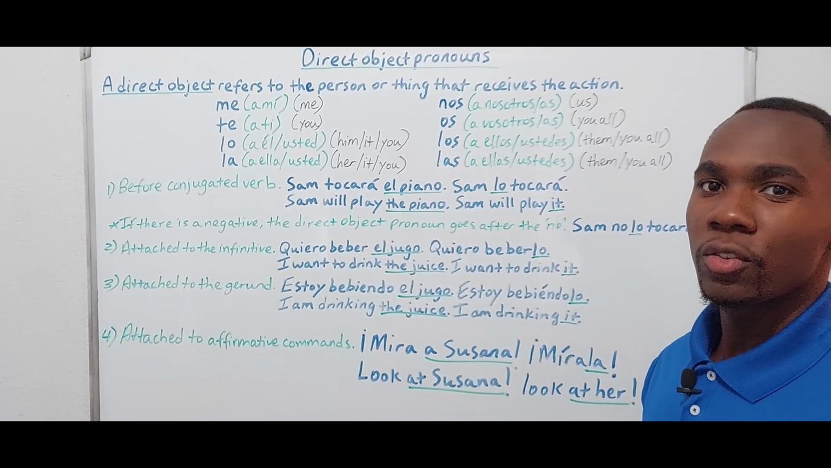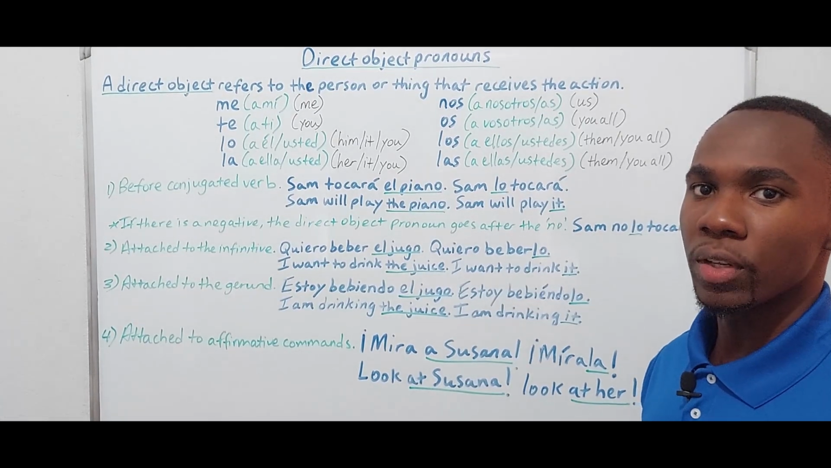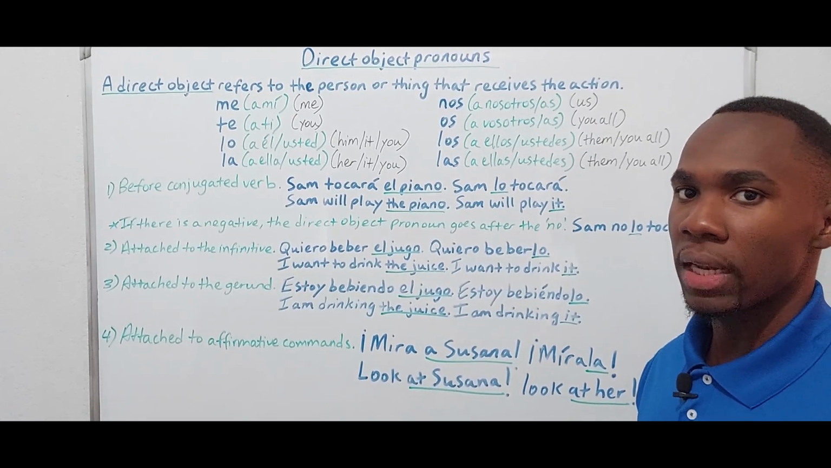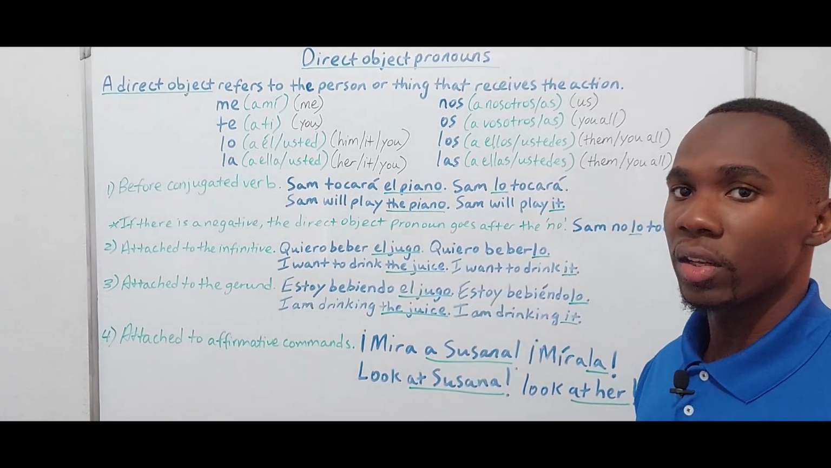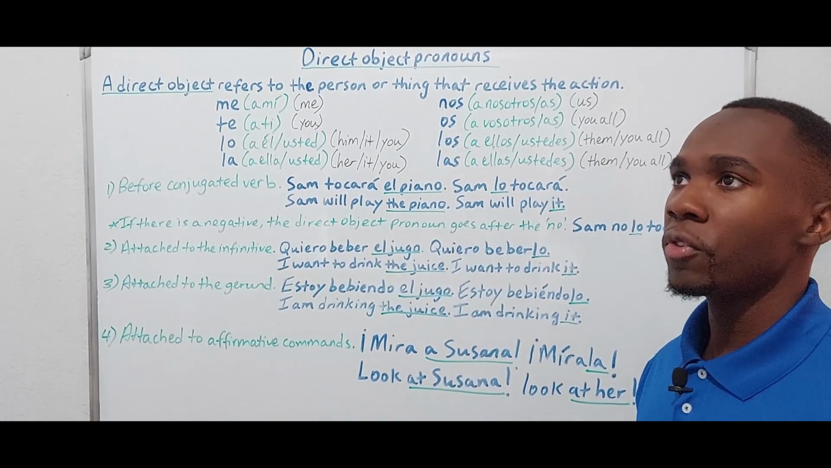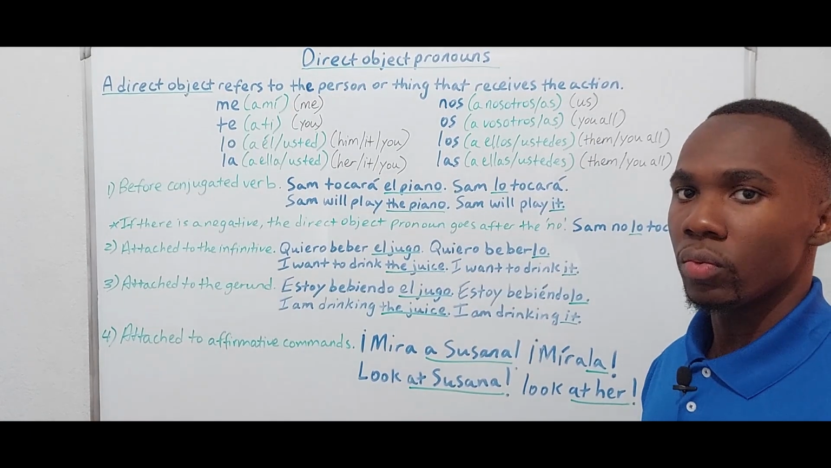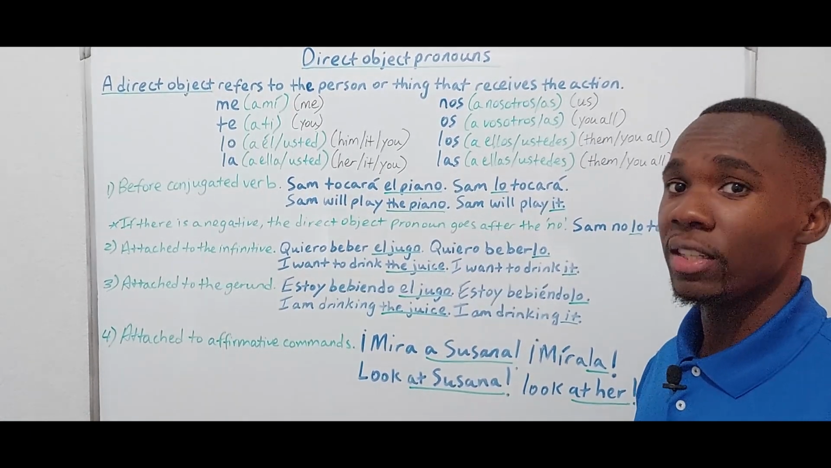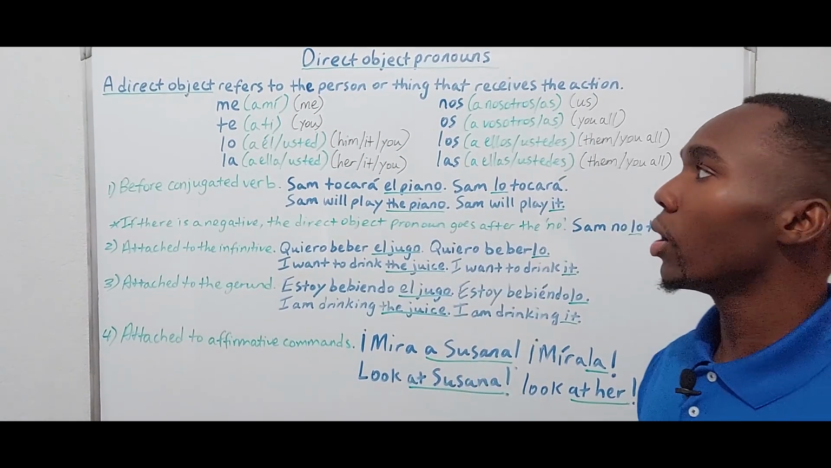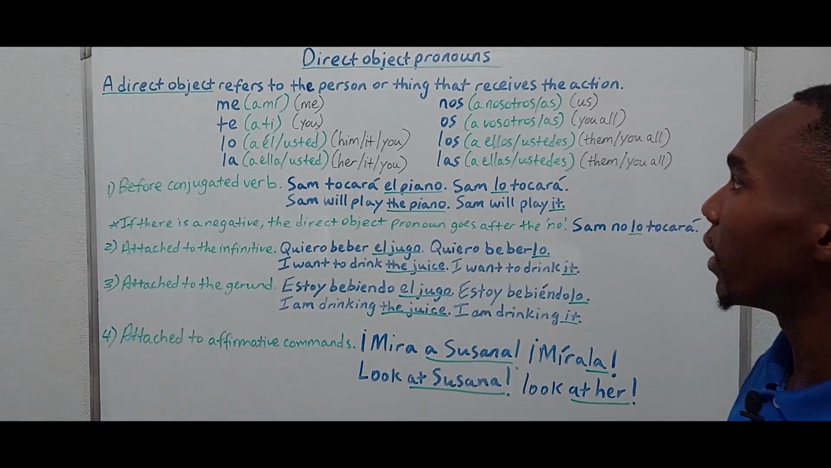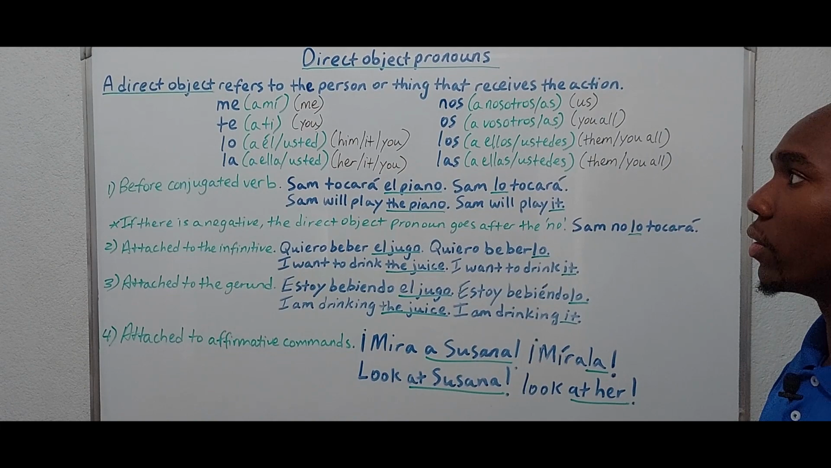Hello. So today we're going to be talking about direct object pronouns in Spanish. And as you know, pronouns generally replace nouns, right? But before we even get into direct object pronouns, we need to know what is a direct object, okay? So a direct object refers to the person or thing that receives the action.